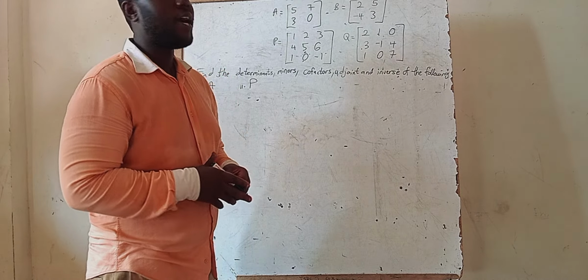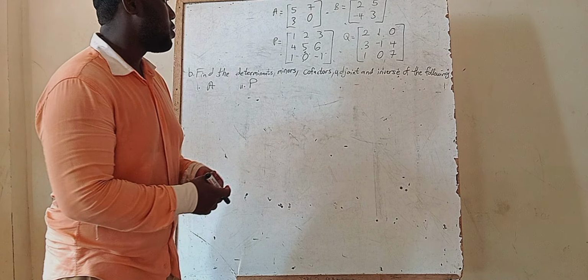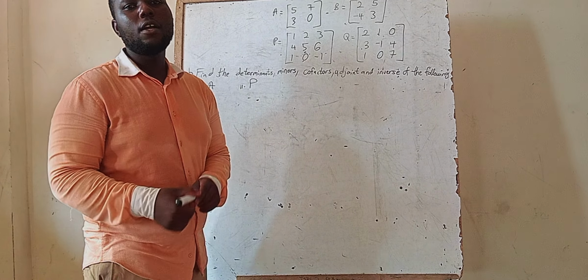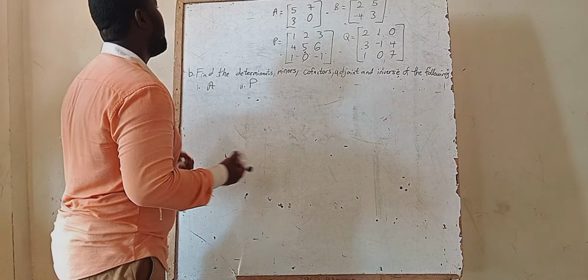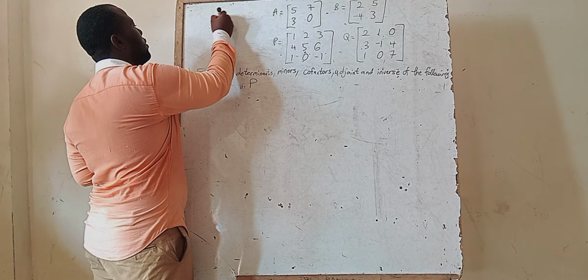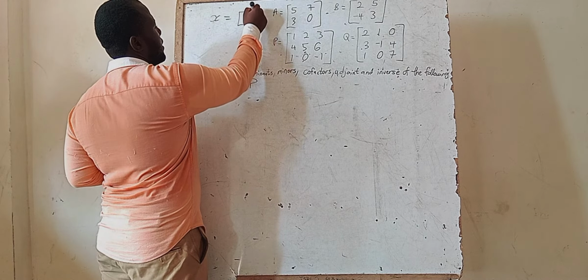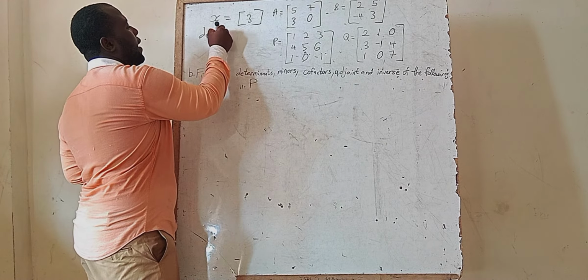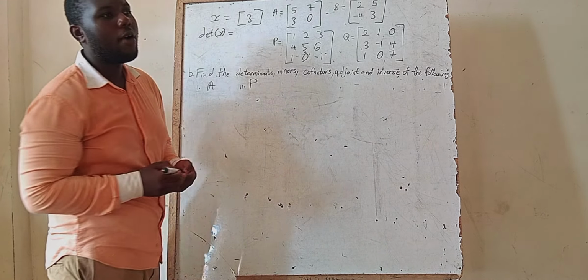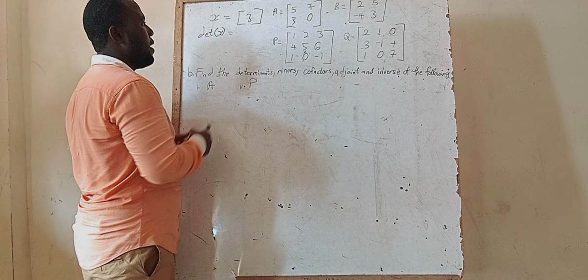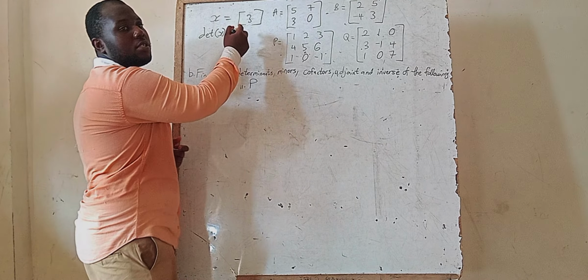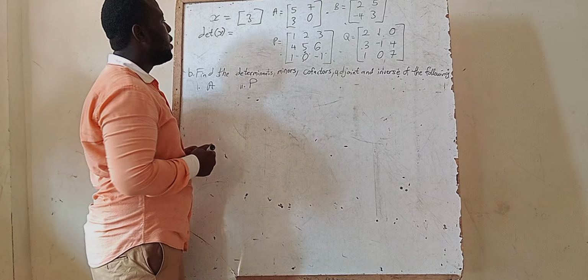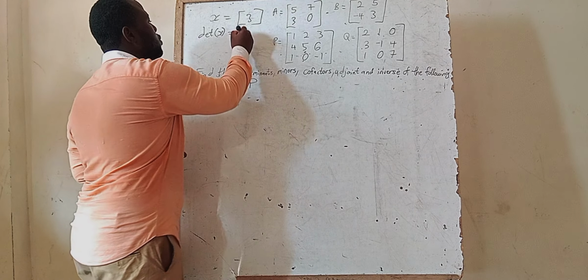So let's go ahead and find the determinants, minors, cofactors, adjoints, and inverse of a matrix. Before I start, I would like to say something. If we have a matrix X, which is a one by one matrix, let's say 3, and they say find the determinant of X, the determinant of a one by one matrix will give the same number. So if you have to find the determinant of X, it will be 3.